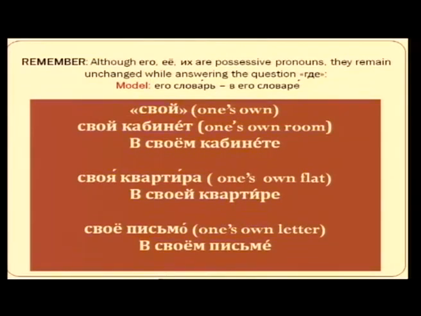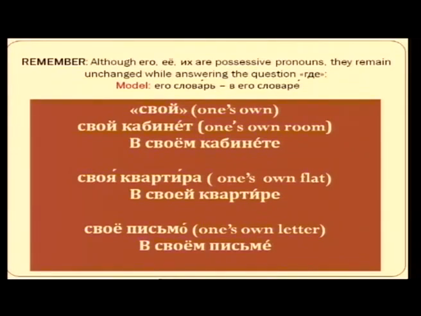like свой кабинет, which means one's own room or chamber. В своем кабинете. Где он сидит? Let's understand the usage of свой in masculine gender. I'll give you a few examples of свой. Где он сидит? Where does he sit? Он сидит в своем кабинете. And accordingly, you can see that the next sentence we have here своя квартира.